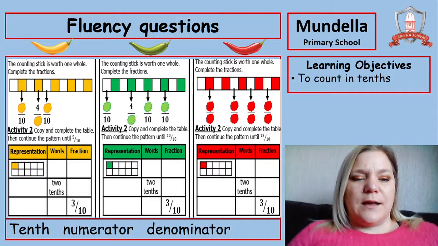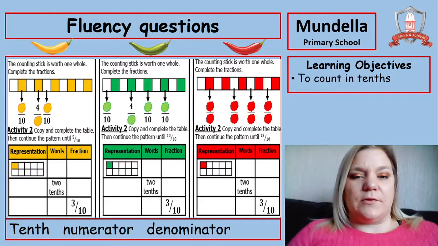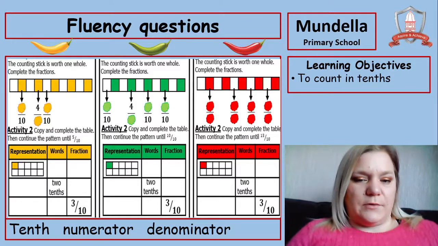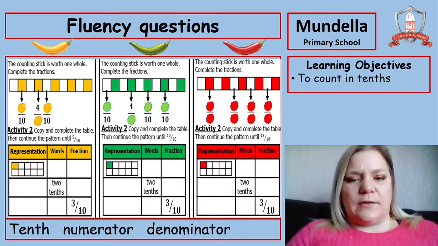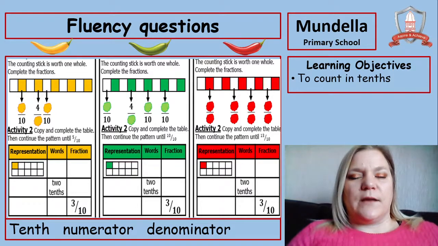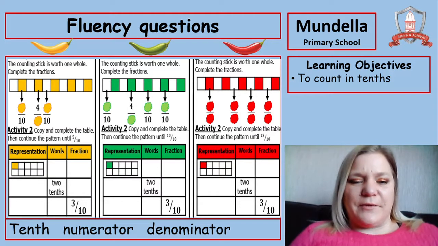Then it says continue the pattern until you get to 5/10. So even though it's only got 3 rows on this, you would need to continue until you get to 5/10. And it's the same for activity 2 for the green chili challenge and the red extra hot challenge. For the red extra hot challenge, watch out because you have to go up to 13/10, which means that you need more than 1 whole. Good luck, pause the video now and have a go at the fluency.